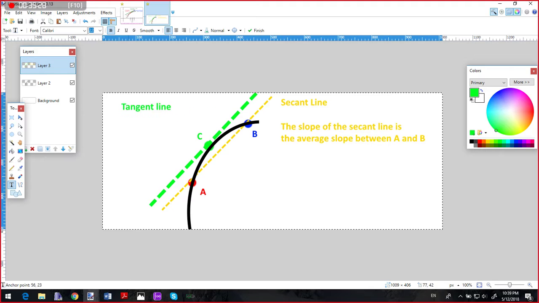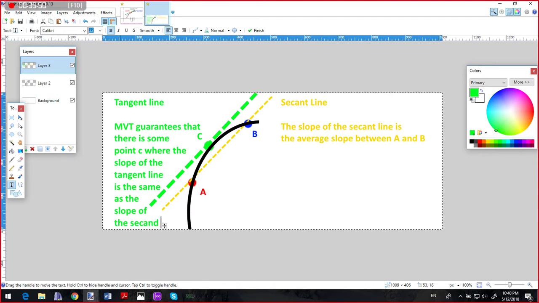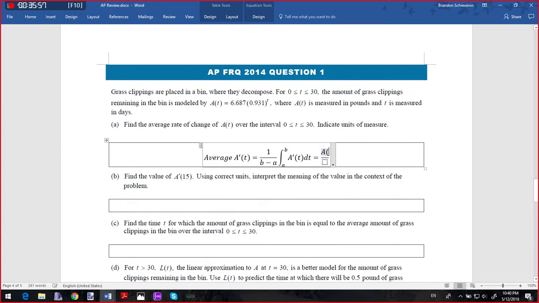And mean value theorem guarantees that there is some point where the slope of the tangent line is the same as the slope of the secant line. Okay, so what we're looking for is just the average slope.